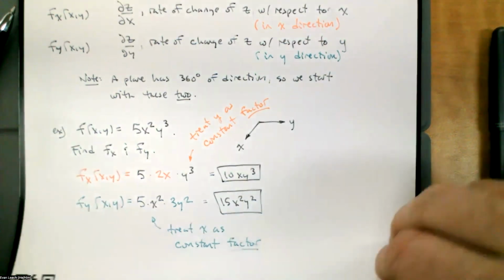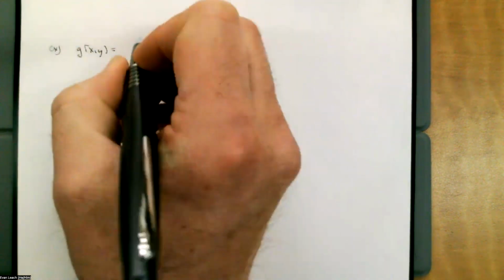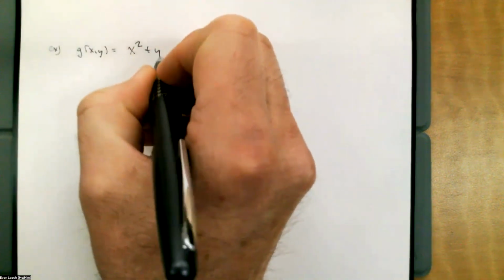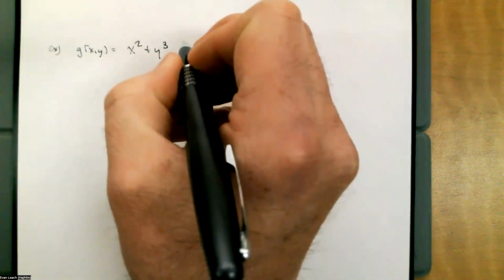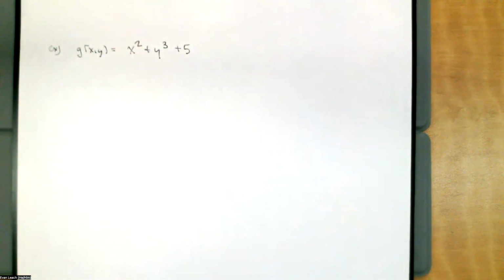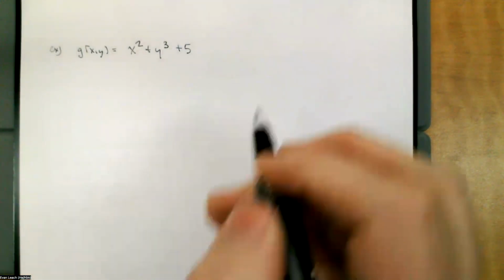Let's look at another function. Let's say g of x, y is x squared plus y cubed plus 5. And we want to find gx and gy.